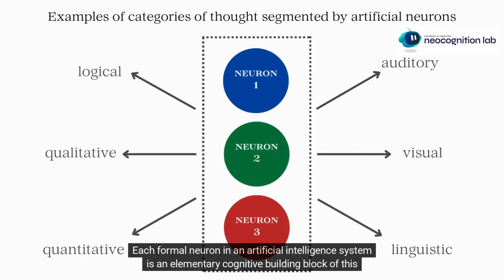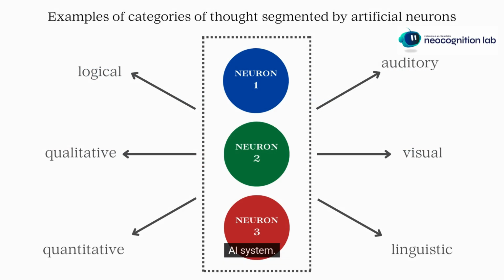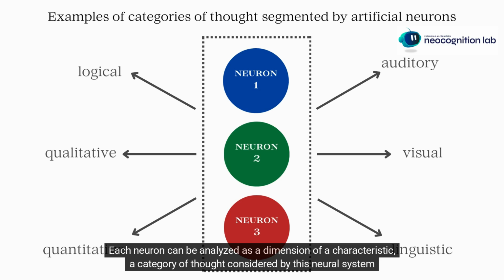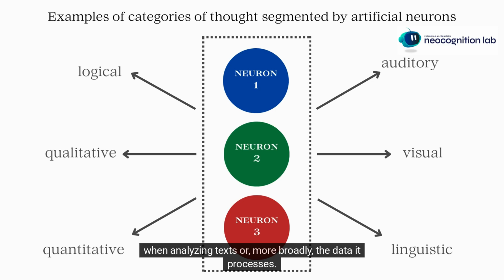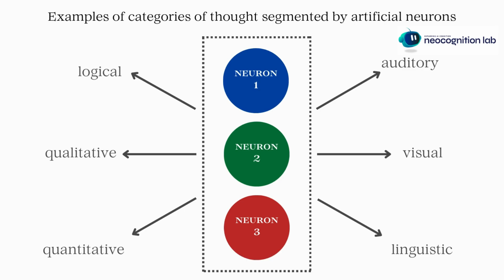Each formal neuron in an artificial intelligence system is an elementary cognitive building block of this AI system. Each neuron can be analyzed as a dimension of a characteristic, a category of thought considered by this neural system when analyzing texts, or more broadly, the data it processes.